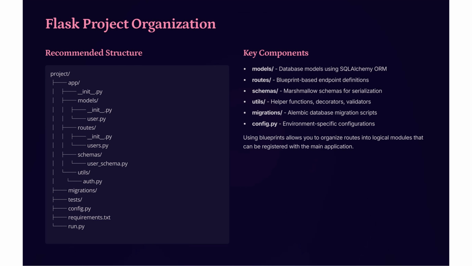Organizing a Flask project involves structuring directories for clarity and scalability. Key components include models for database interactions, routes for endpoint definitions, and schemas for data serialization. Utilize blueprints to modularize routes, enhancing maintainability. Migrations manage database changes, while utils house helper functions. This structure supports efficient development and deployment.